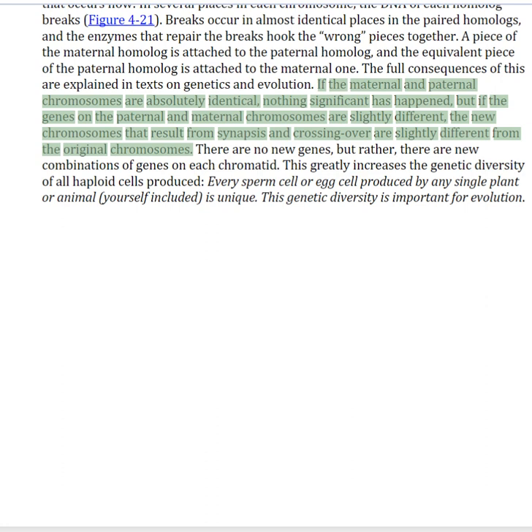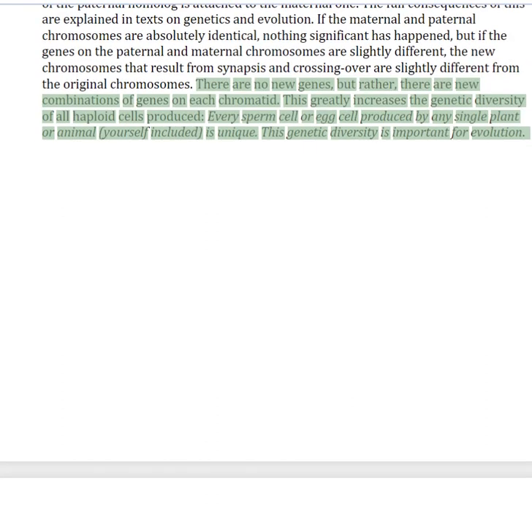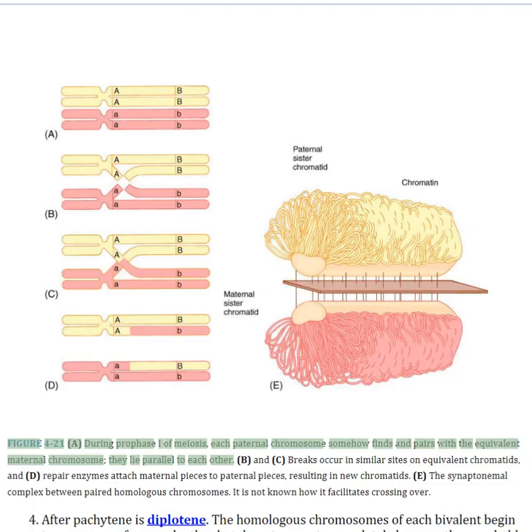If the maternal and paternal chromosomes are absolutely identical, nothing significant has happened, but if the genes on the paternal and maternal chromosomes are slightly different, the new chromosomes that result from synapsis and crossing over are slightly different from the original chromosomes. There are no new genes, but rather, there are new combinations of genes on each chromatid. This greatly increases the genetic diversity of all haploid cells produced. Every sperm cell or egg cell produced by any single plant or animal is unique. This genetic diversity is important for evolution. Figure 4:21 During prophase I of meiosis, each paternal chromosome somehow finds and pairs with the equivalent maternal chromosome. They lie parallel to each other.